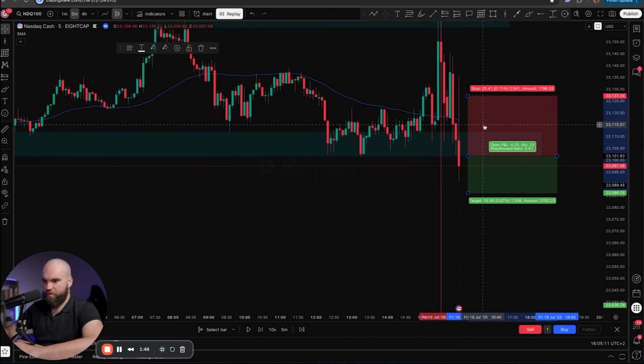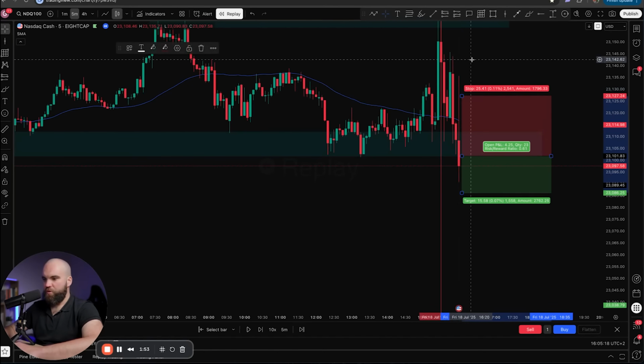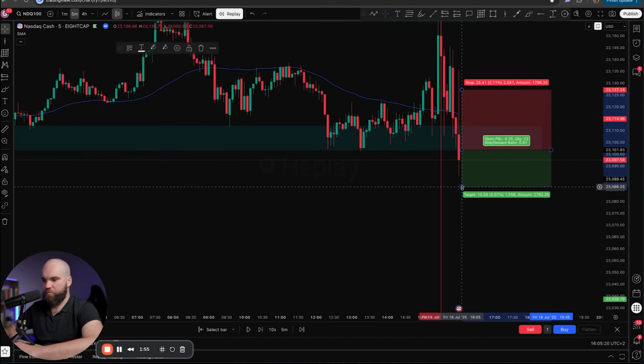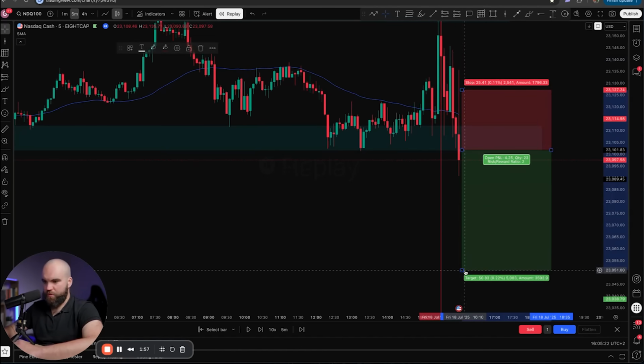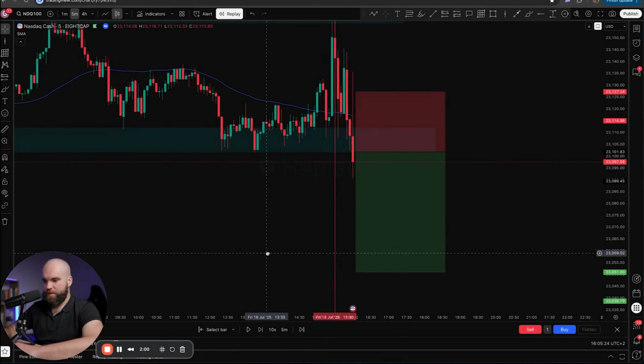So we've got 25 here. Why 25? Because these are fairly large candles, so we're going to want to use the maximum size. We can go for 20 if these candles were much smaller, but they are not. So we're going to go with the larger stop loss size.